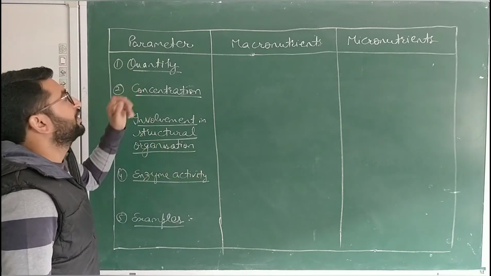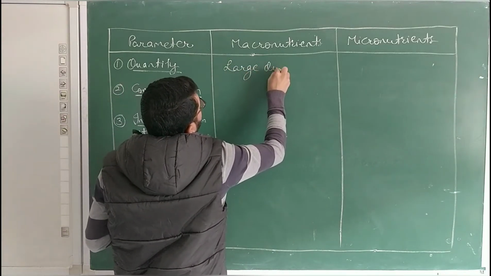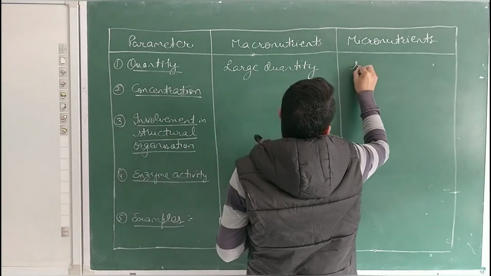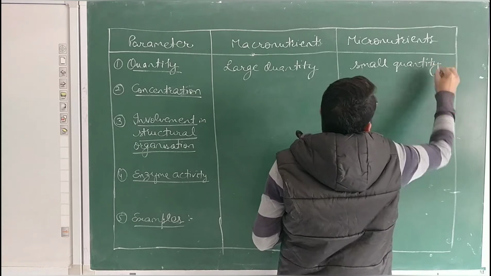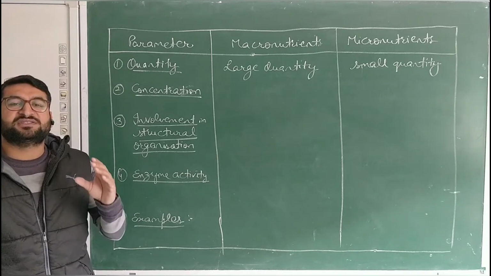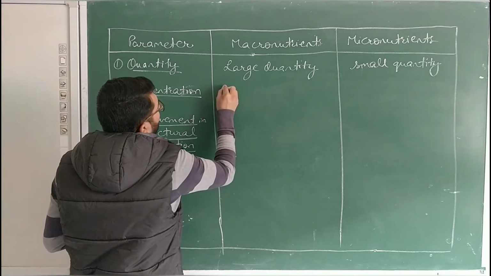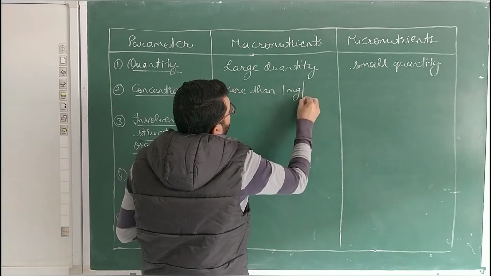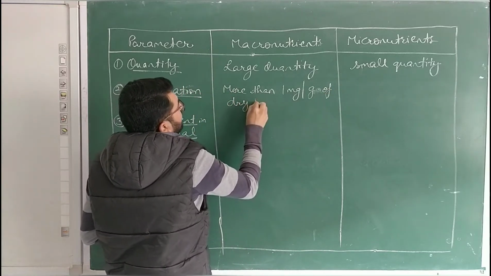So the first point is quantity. As we know, macronutrients are required in large quantity. They are required by the crop plants in large amount, whereas micronutrients are required in small quantity. जो मैक्रोन्यूट्रिएंट्स हैं वो ज़्यादा अमाउंट में चाहिए क्रॉप प्लांट्स को, और माइक्रोन्यूट्रिएंट्स कम अमाउंट में चाहिए. Next, concentration. They are required more than 1 milligram per gram of dry matter in case of crop plant.